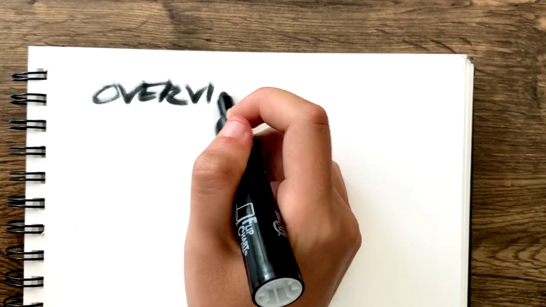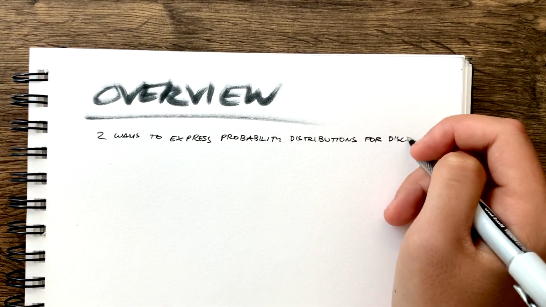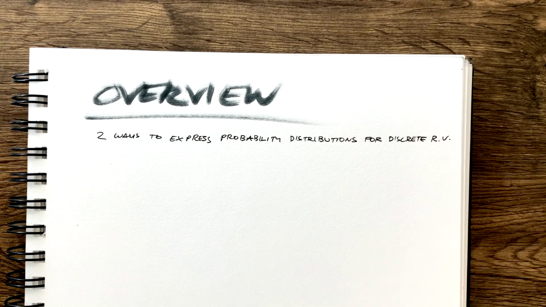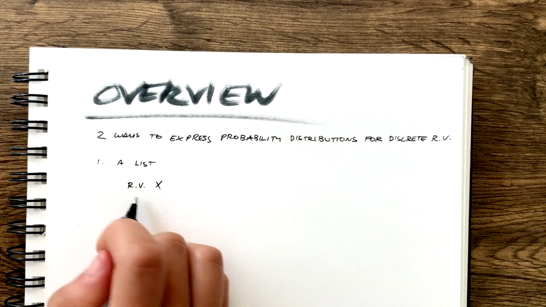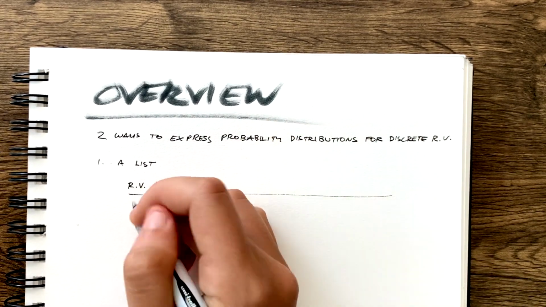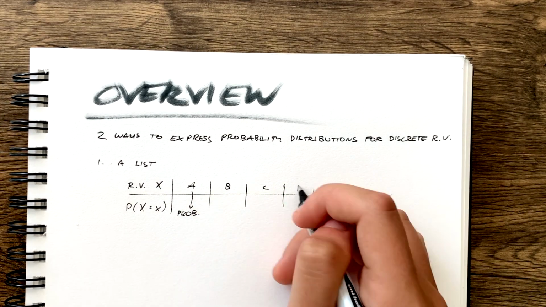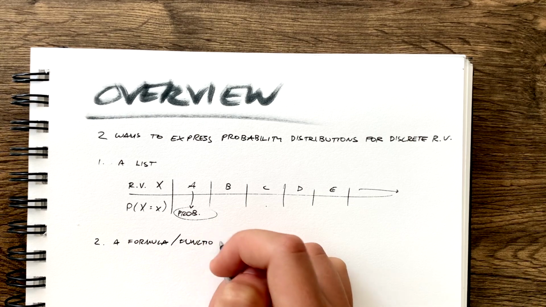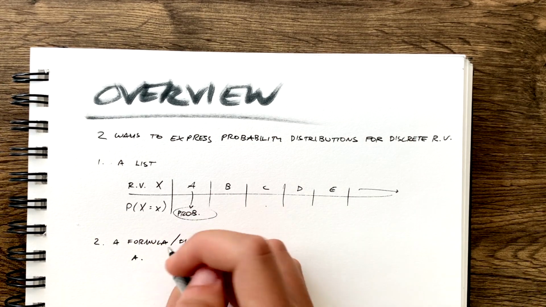All right, and just a quick overview. We talked about 2 different ways to express probability distributions for a discrete random variable. And let's note that this is specifically for discrete random variables. Firstly, we talked about expressing this as a list, where we have our random variable x on the top and our probabilities for our random variable x being equal to a specific instance on the bottom. And secondly, we talked about a formula or a function way to express a discrete probability distribution.